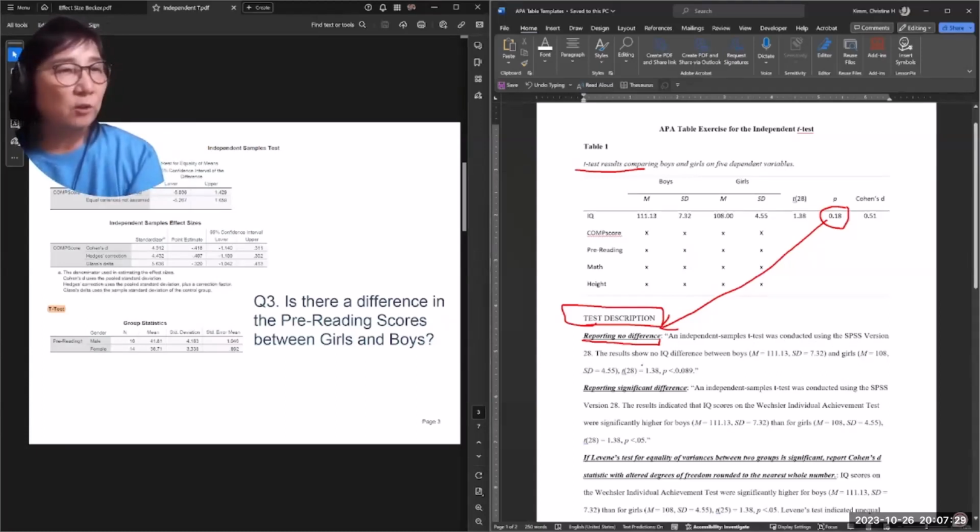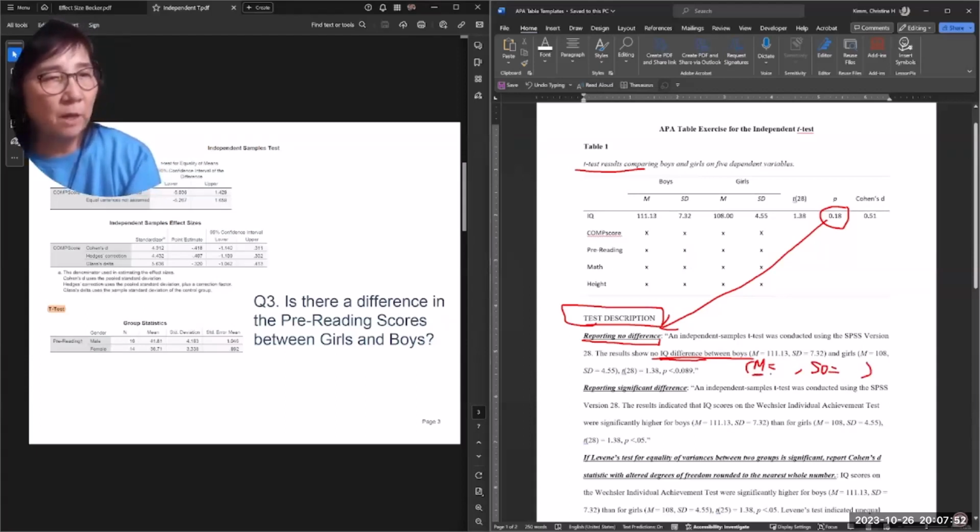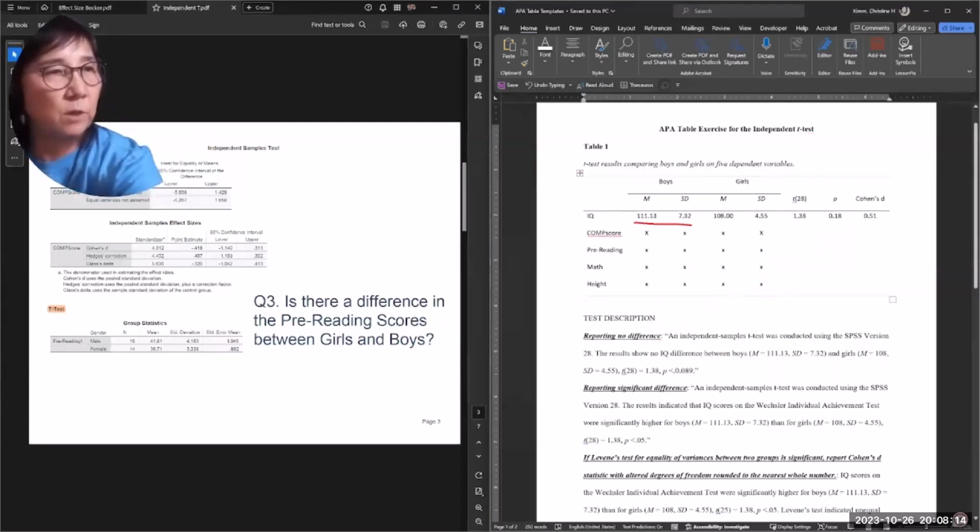And then the results show no IQ difference between boys and girls. When you say boys, you have to write it in mean, comma, standard deviation, and then you close the parenthesis there. M, the mean, and standard deviation have to be italicized. For girls, mean and standard deviation has to be there from here and here. So you put in boys, girls, means and standard deviations.